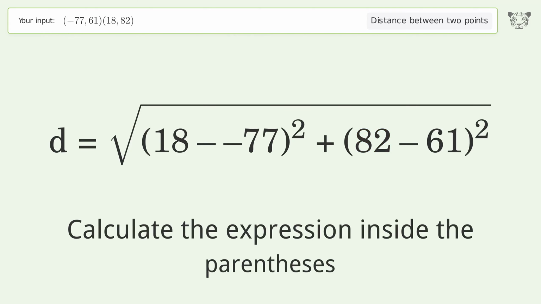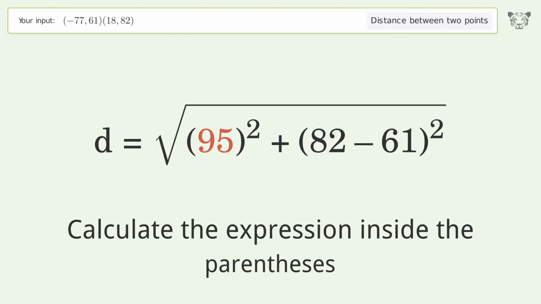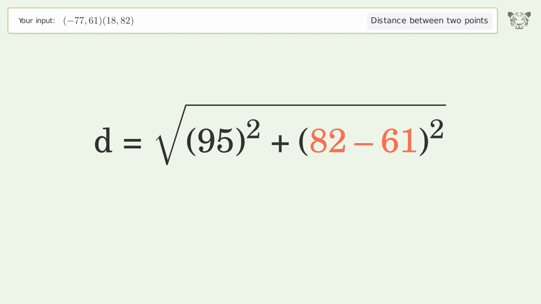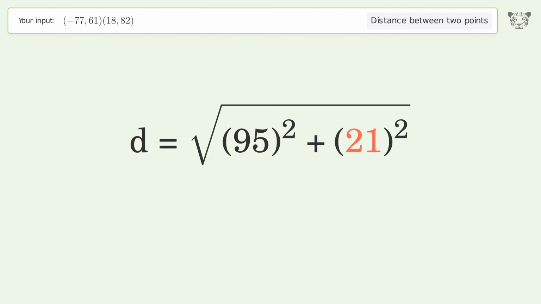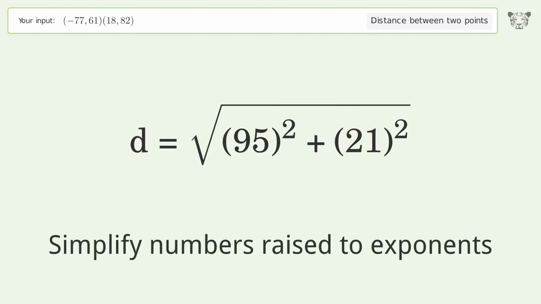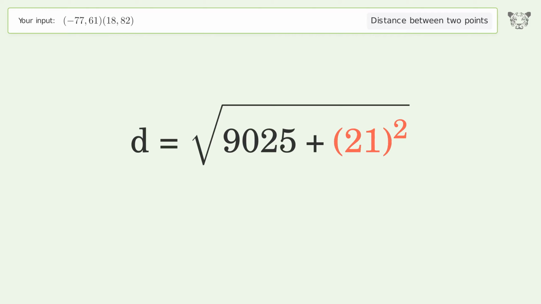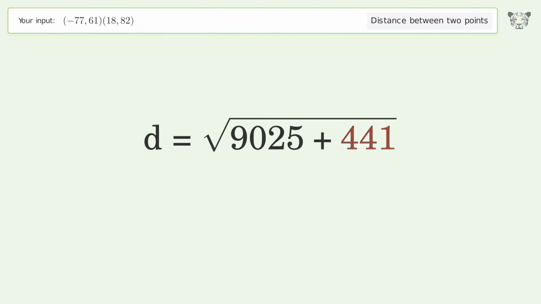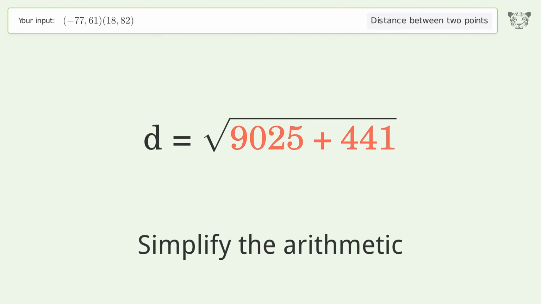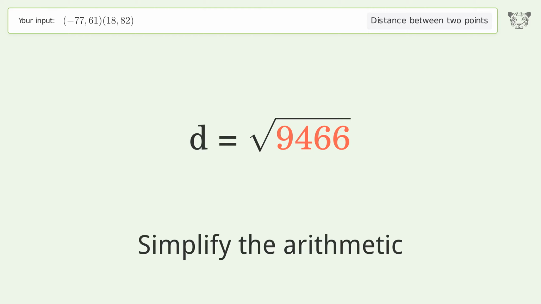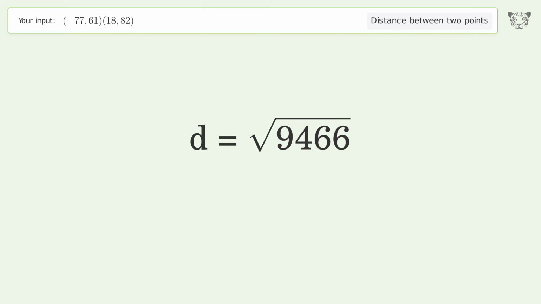Calculate the expression inside the parentheses. Simplify numbers raised to exponents. Simplify the arithmetic. And so the distance between the 2 points is the square root of 9,466, or 97.293.